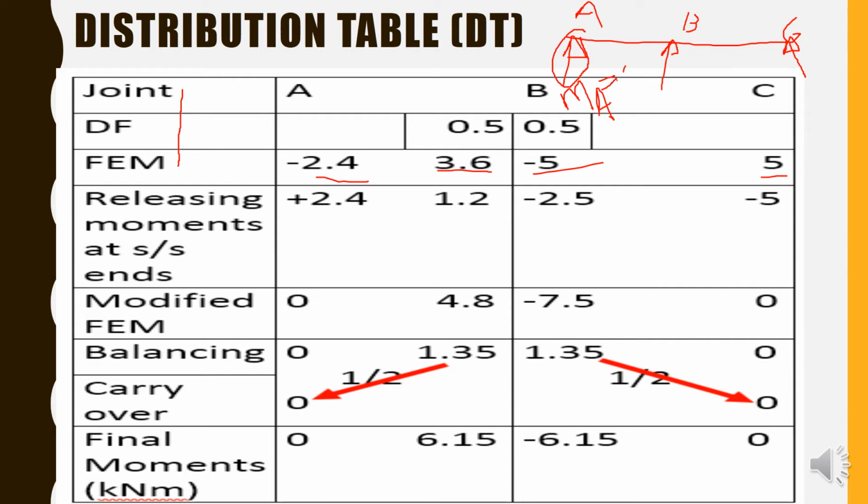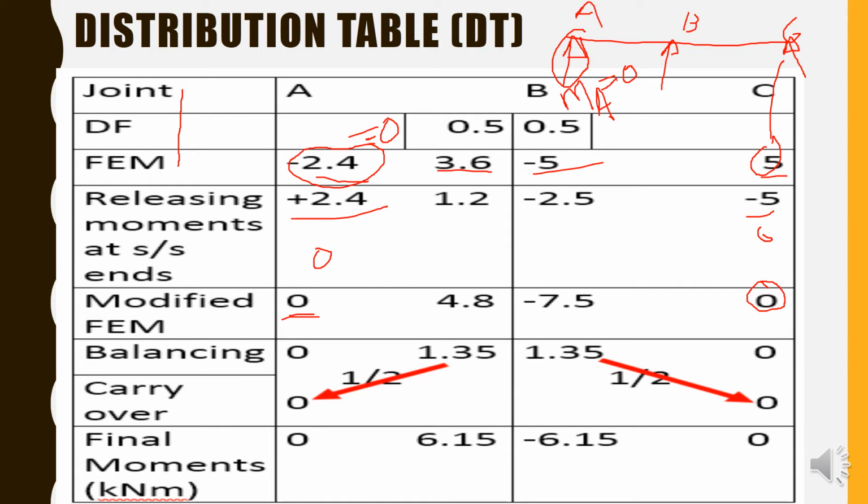Since the moment at A has to be 0, and we already have a value of minus 2.4, to make this 0 I will add plus 2.4 and ultimately make it 0. That is what will be noted. Likewise, since C is simply supported, we have the value at C as 5, and we need to make this 0 by adding minus 5. So the values are plus 5, minus 5, and 0.